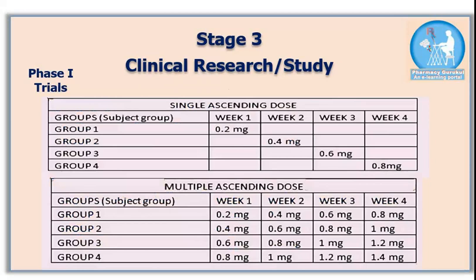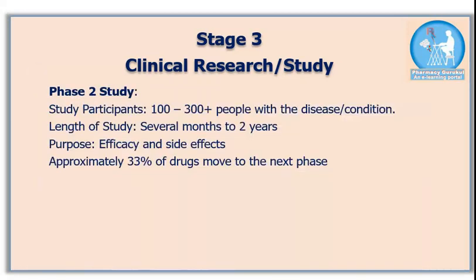Please note that the single ascending dose and multiple ascending dose are very important parts of the phase 1 clinical trials. A phase 2 clinical trial is conducted to evaluate the effectiveness and safety of the new drug. The phase 2 study is performed on 100 to 300 people with the disease, and the length of the study is up to 2 years. Approximately 33% of drugs move to the next phase.